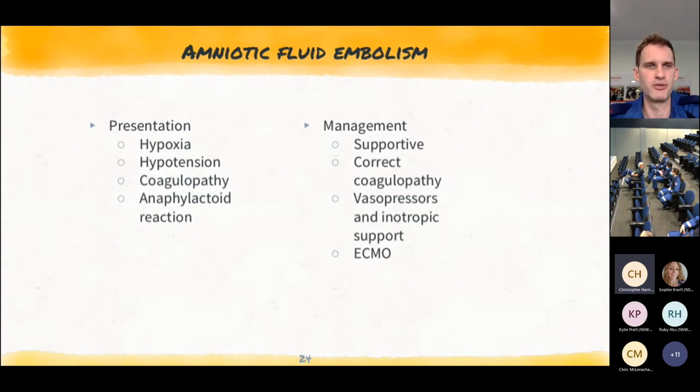And amniotic fluid contains lots of procoagulant proteins and inflammatory and vasoactive proteins as well, and that explains a lot of the effects. So if we think about that, having an embolism going up to the pulmonary circulation is going to cause hypoxia and hypotension. Having something procoagulant is going to cause coagulopathy, and this can be quite severe, and they often get DIC.